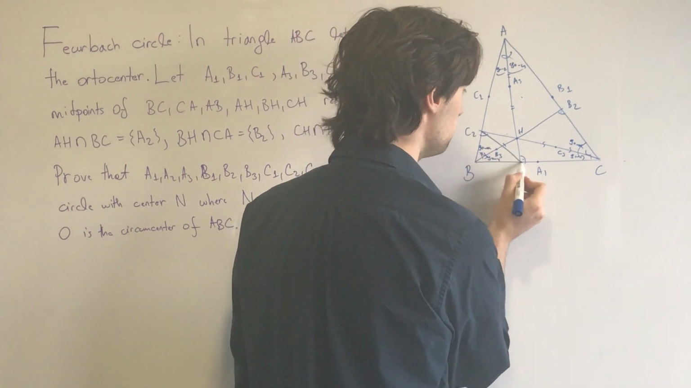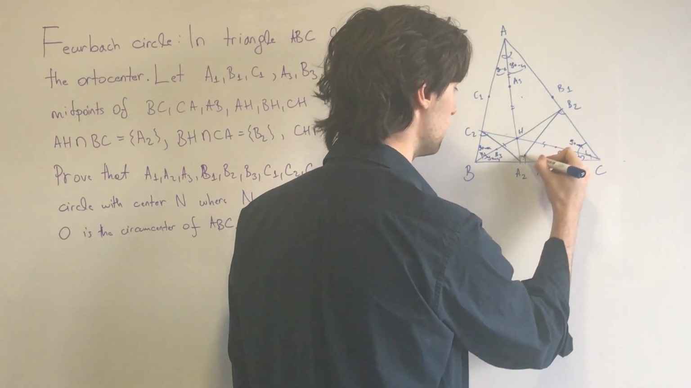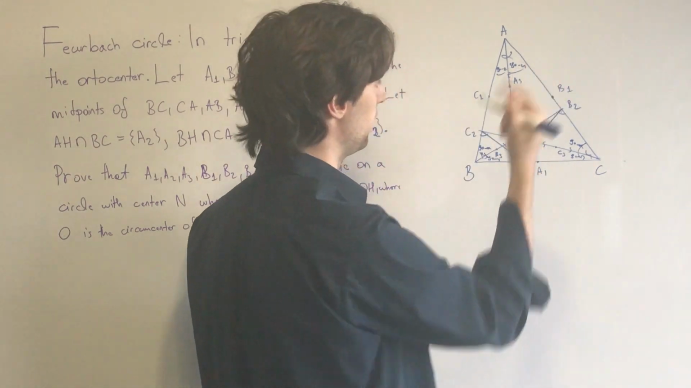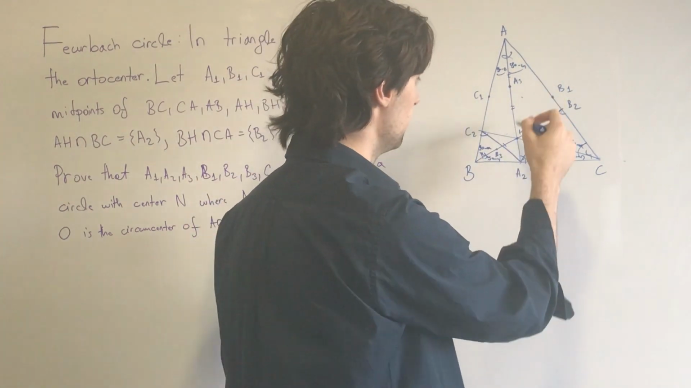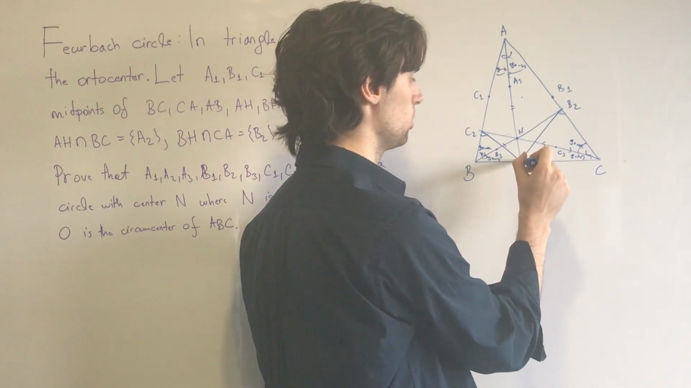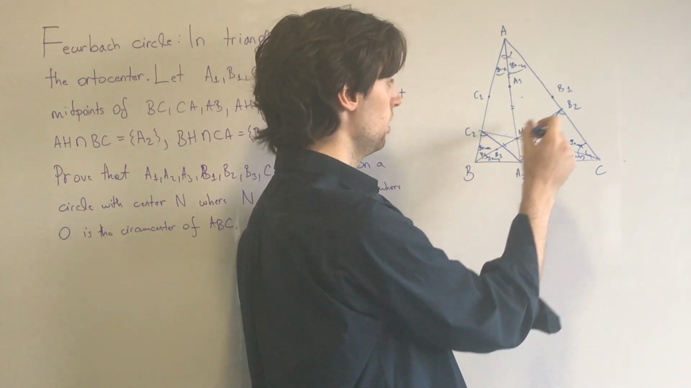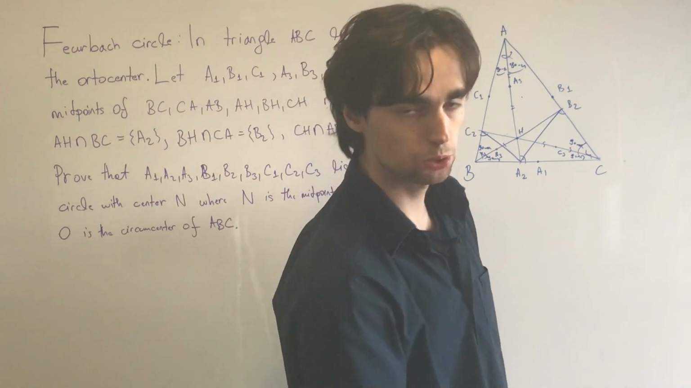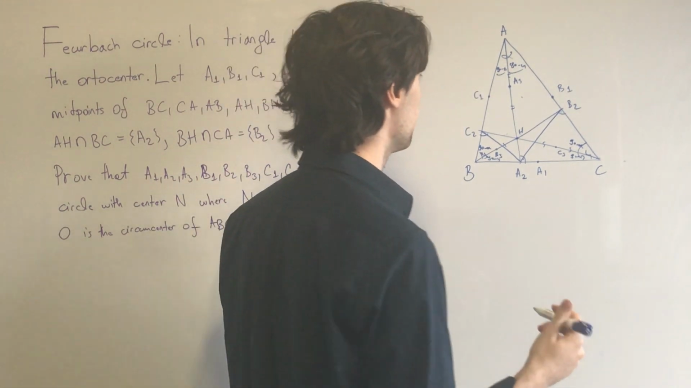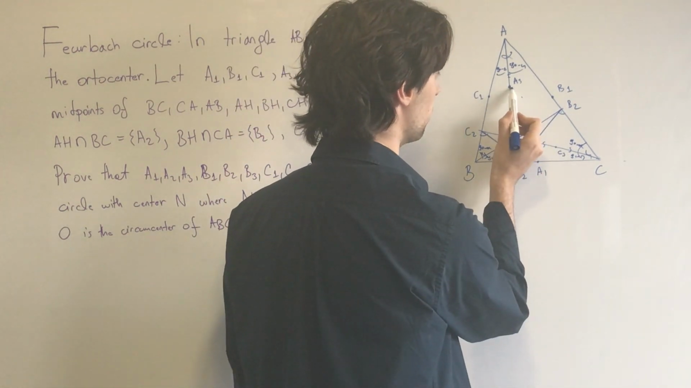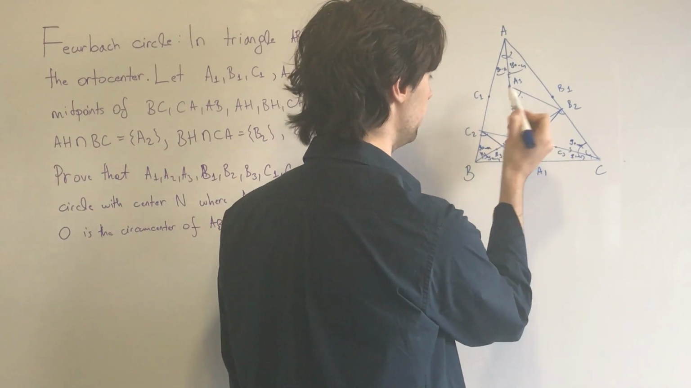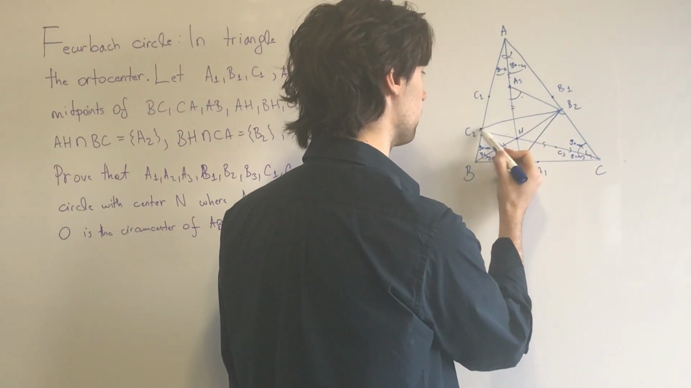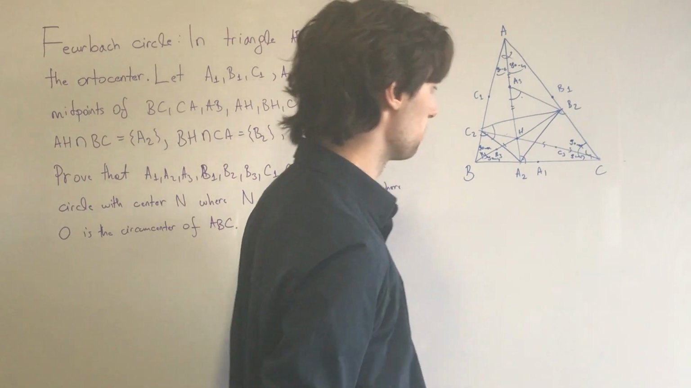Well, I want to prove that, say, A1 is, actually, let me go with A3 first. I want to prove that A3 is on the circumcircle of A2, B2, C2. Okay, what is the easiest way for me to do this? Well, the easiest way is to calculate this angle right here and prove that this angle right here is equal to this angle right here.